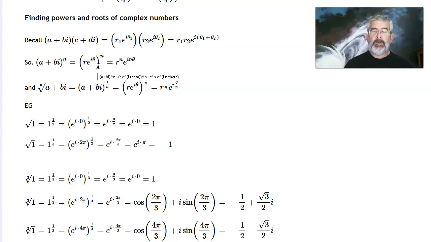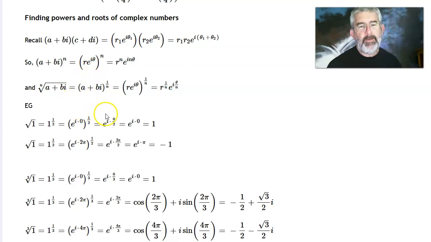So raising a number to a power raises the radius to that power, and it multiplies the angle by that power. So if you're raising it to the third power, you're going to multiply your angle by 3. If you're raising it to the seventh power, you're going to multiply your angle by 7. Right. So here's a couple of examples. That's raising to a power.